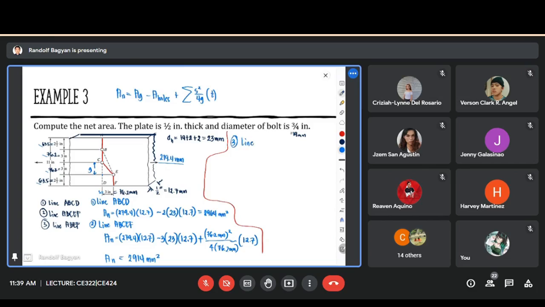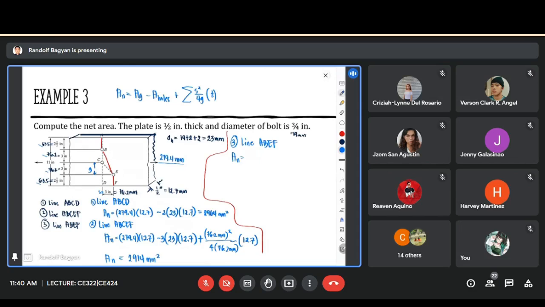Failure line is, tanggalin ko to. A, B, E, and then F. Okay, kung ganyan daw yung magiging fracture line natin, ano yung magiging net area natin? We compute line ABF. Okay? So first, gross area.